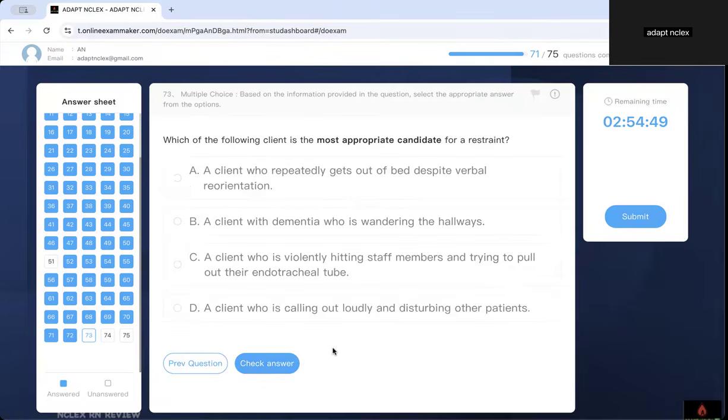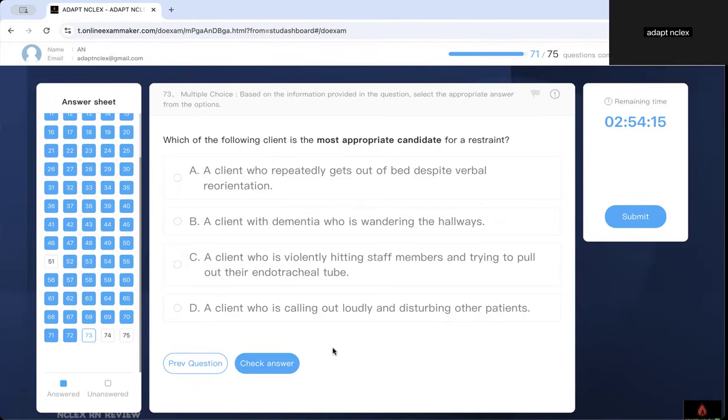Which of the following clients is the most appropriate candidate for a restraint? Who needs a restraint? A client who repeatedly gets out of bed despite verbal orientation. You tell them, don't get out of bed. They get out of bed. Client with dementia who is wandering the hallway. Do you think you need restraint? Client who is violently hitting staff members and trying to pull out their endotracheal tube. The client is calling out loudly and disturbing others. Disturbing others does not require restraint. You put a demented patient who is wandering in restraint, you're going to worsen it.